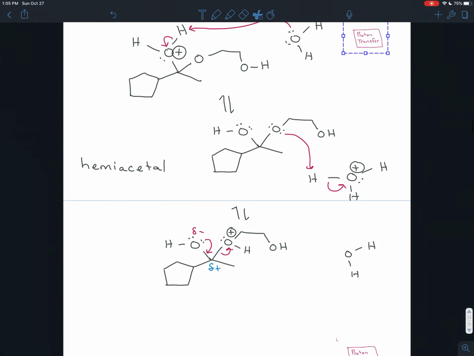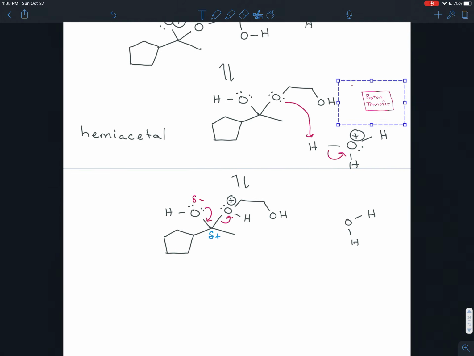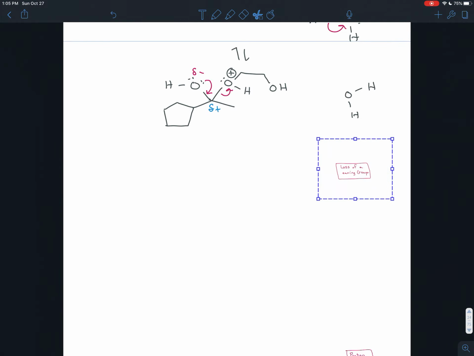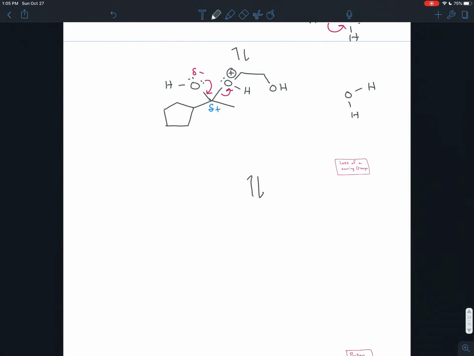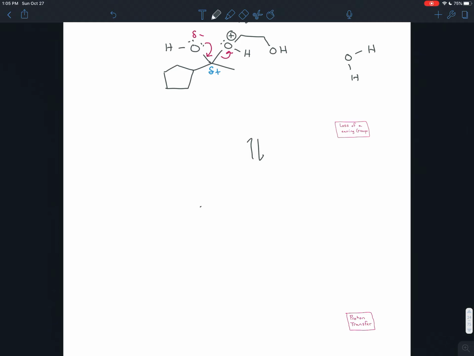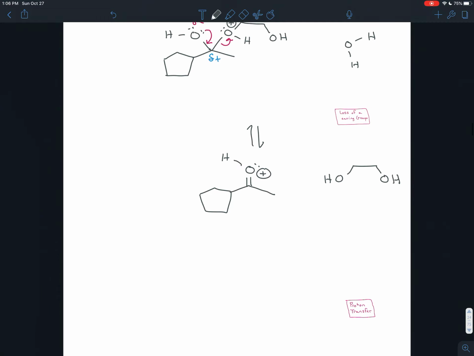So if we're keeping track of these steps, we have this proton transfer up here, this other proton transfer. Now we're at loss of a leaving group. So we end up getting this molecule. Oxygen has a full positive charge because it has 3 bonds, and outside of it we have this here, which is called ethylene glycol. They use it as antifreeze in cars.